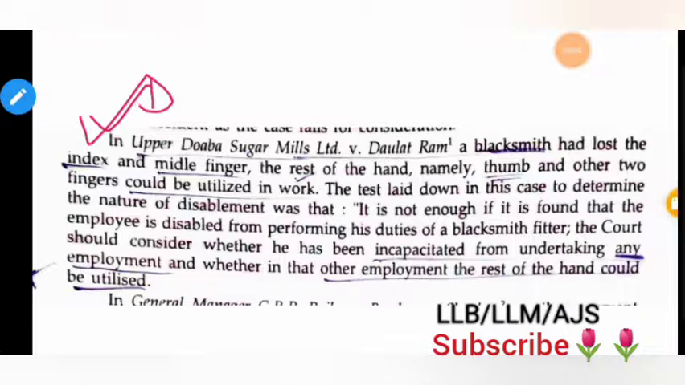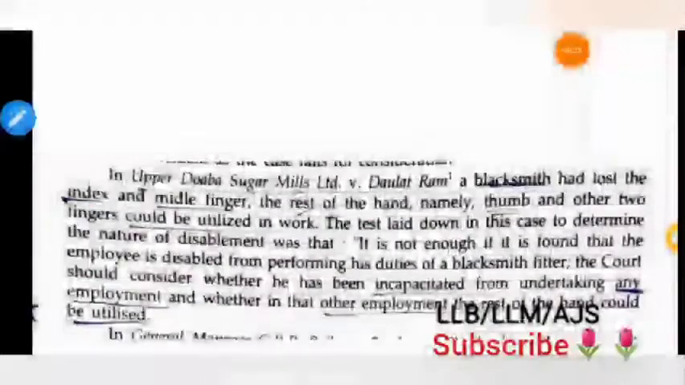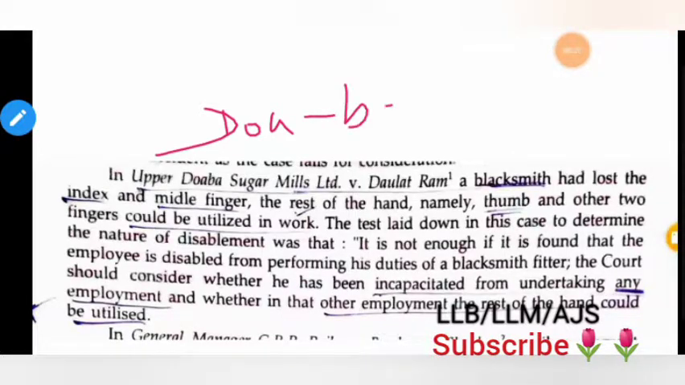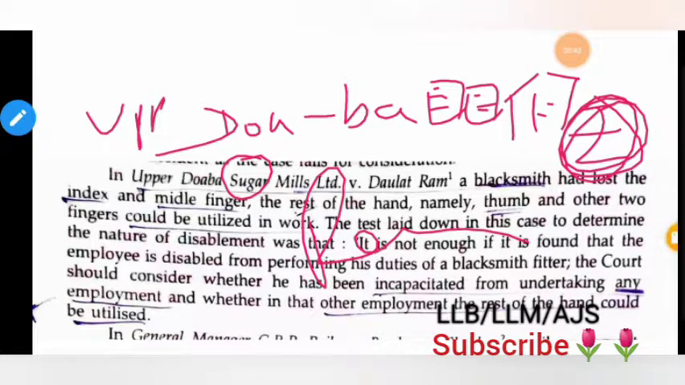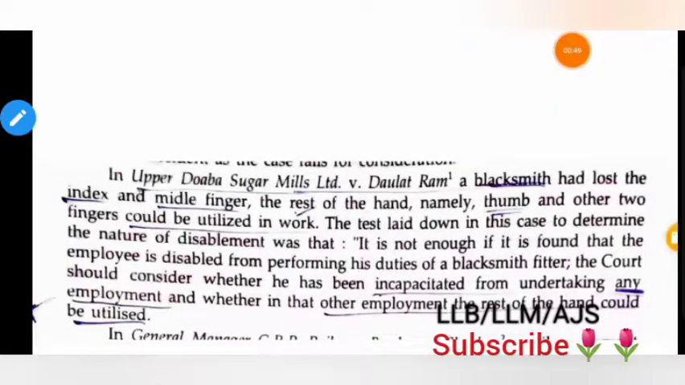The first case, number 1, is Upper Doaba Sugar Mills Ltd versus Daulat Ram. So we have to remember the title. Upper, U-P-P-E-R, Doaba, D-O-A-B-A. Upper Doaba Sugar Mills Ltd. This is the sugar. Okay, sugar. Upper Doaba Sugar Mills Ltd versus Daulat Ram. This is the title of the case.